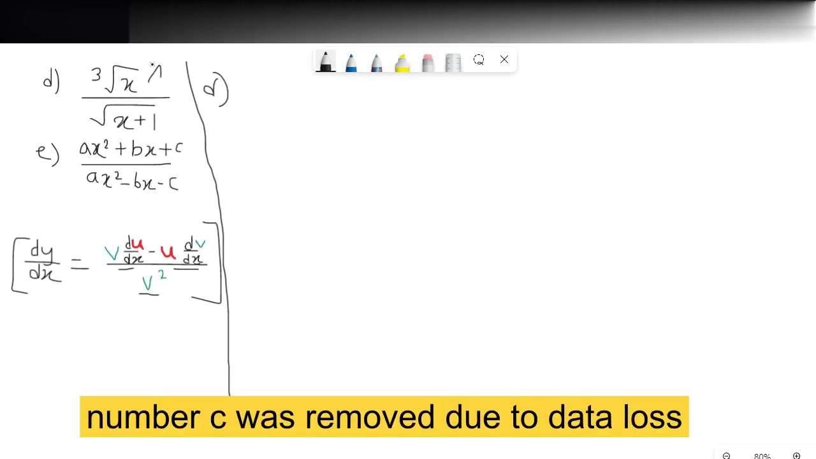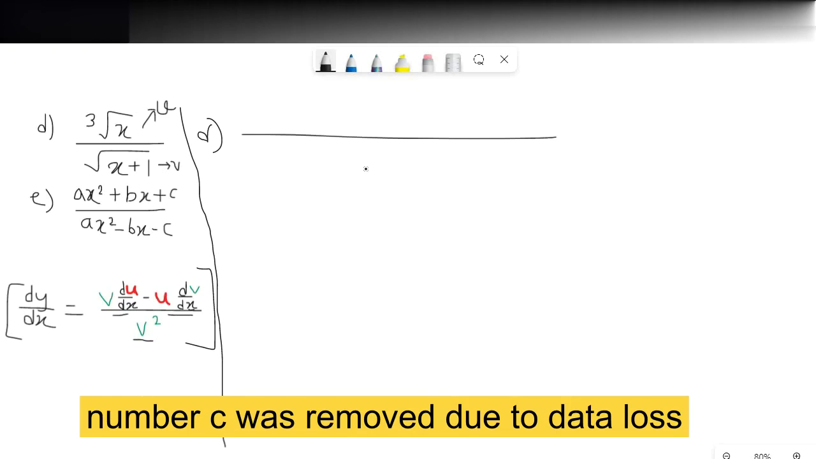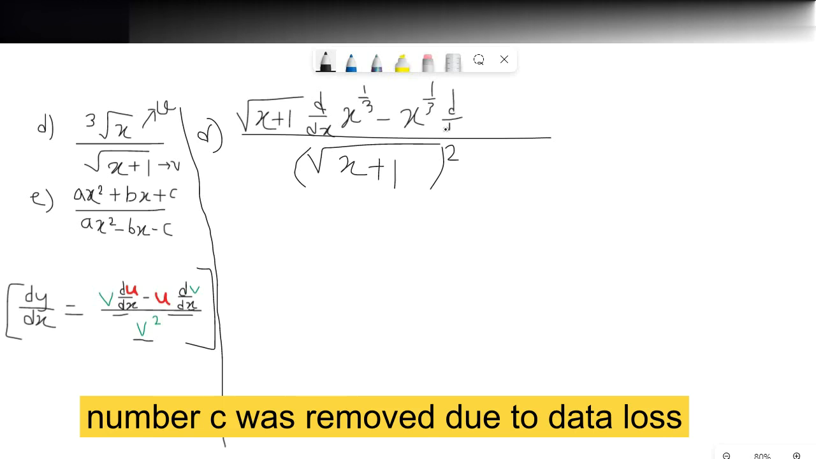For number D, assuming this is u and this is v, dy by dx would simply be root of x plus 1 whole square, and at the top we have v, which is root of x plus 1, multiplied with the derivative of the cubic root of x, which can be written in its index form being x to the power 1/3, subtracted by x to the power 1/3, and multiplied with the derivative of the v, which is root of x plus 1, which can also be written as x plus 1 whole to the power half.